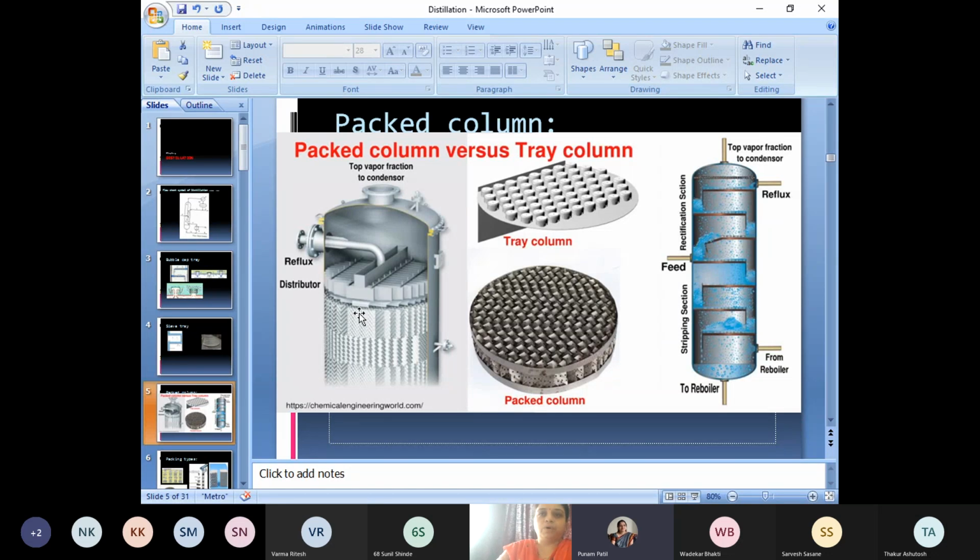So either the packed column, there are different packings. So it may be sieve packing, it may be such a ring type structure packing, saddle packing and so on, or it may be a tray column. So tray column, the design of the tray is like this. It is called as a bubble cap tray. So through this bubble cap tray or packed column, the purpose is to provide the space for the separation and where the ultimate mixing of the vapor and the liquid phase, and so the mass transfer will take place. Okay, so it provides the space for the separation. With this structure, it becomes easy to transfer the mass.